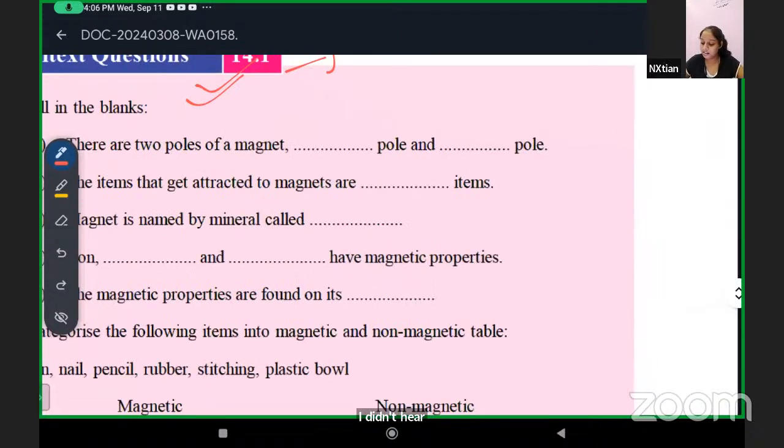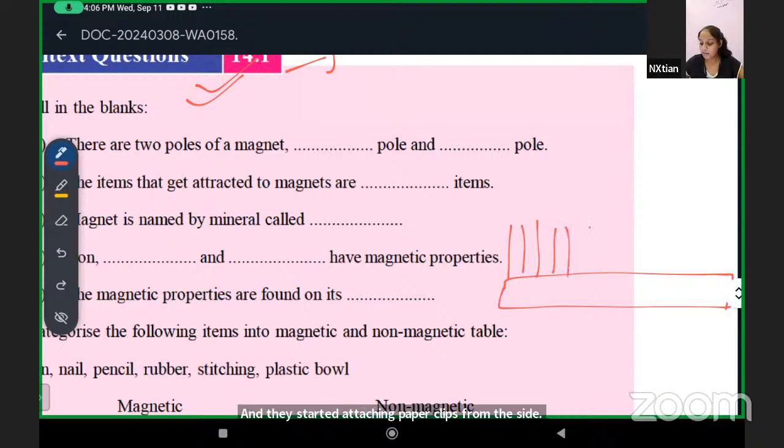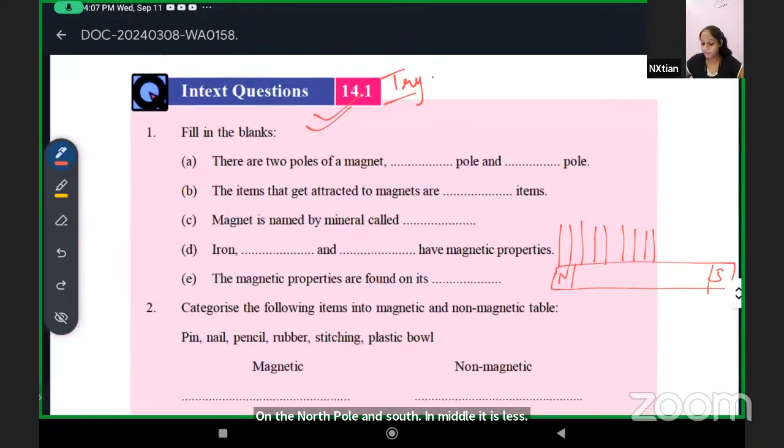So basically, they did an activity where they took the magnet and started attaching paper clips from the side to the magnet. When they reached the middle, the magnetic attraction was not as strong as it was on the sides. Why? Because on the sides, the magnetic force is strongest at the North Pole and South Pole. In the middle, the magnetic force is weaker.